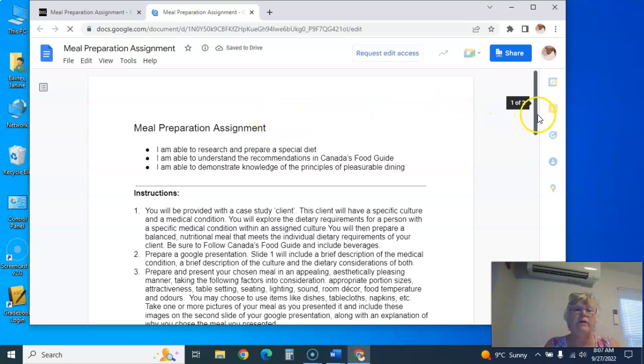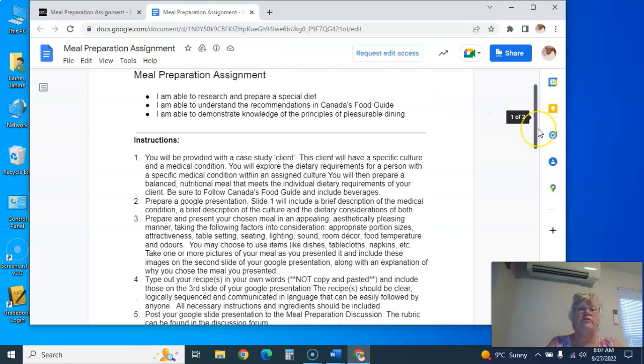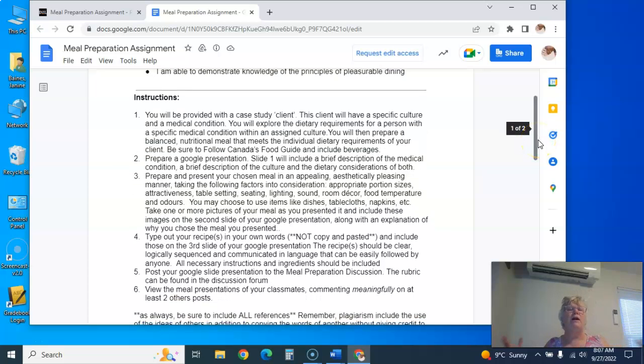And what you're going to do is you are going to research a special diet, as I said. You're able to understand the recommendations of the Canada's Food Guide and able to demonstrate knowledge of principles for pleasurable dining. We used to do this as a potluck. I'm sorry, due to COVID, we had to stop that. But you are provided, you'll see below, with a case study, and you will have a specific cultural or medical condition, along possibly with a religion.